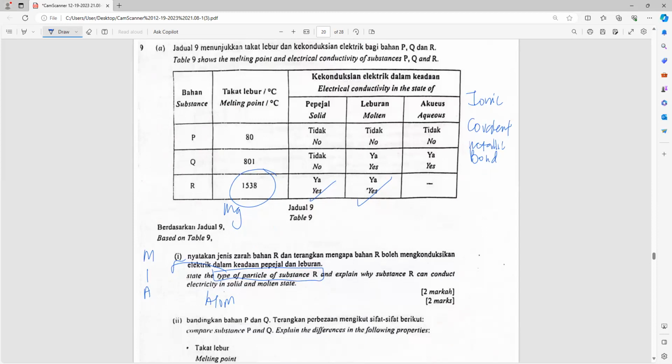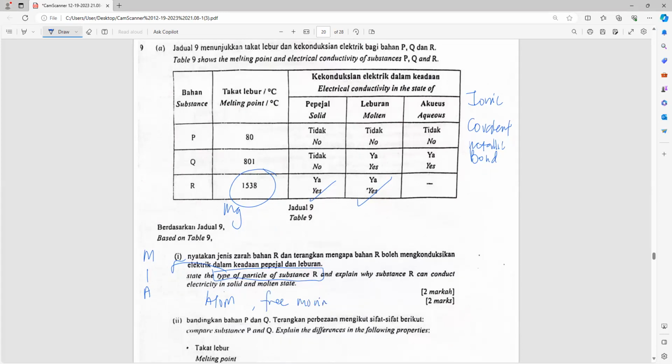Okay, and then why can it conduct electricity in a solid and molten state? Why? Because we have free delocalized electrons. Very good. Okay, the most important thing is, the most important thing is you all must remember it must have free moving.